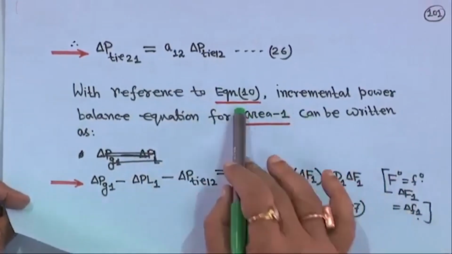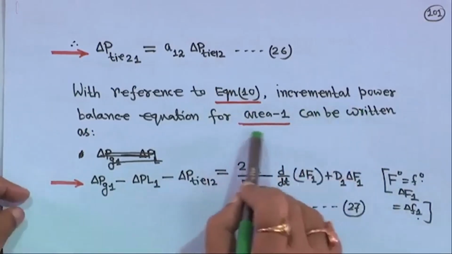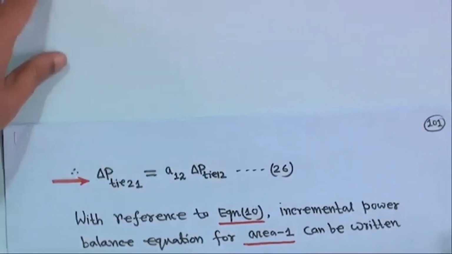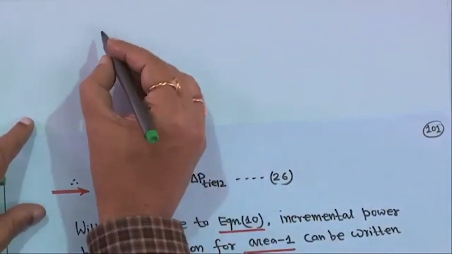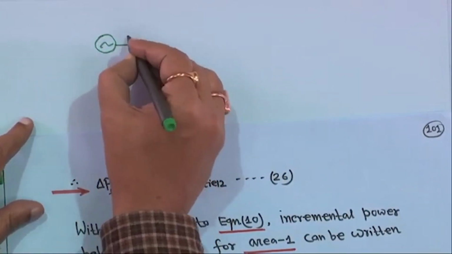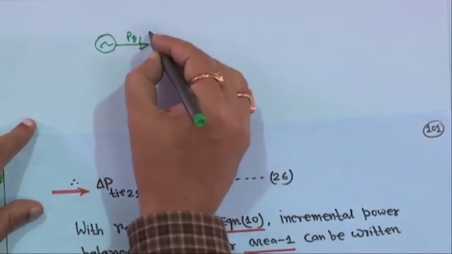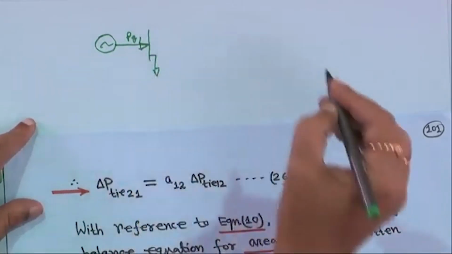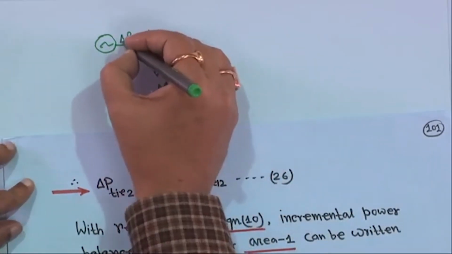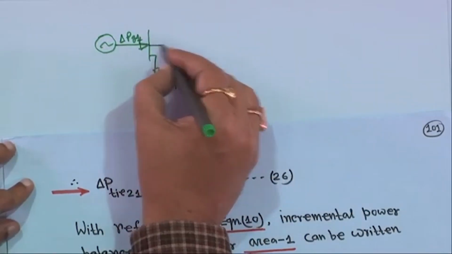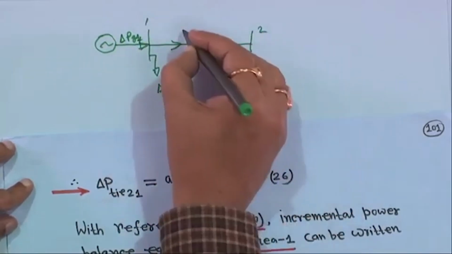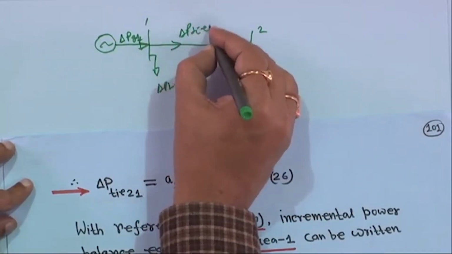So, now with reference to equation 10, the incremental power balance equation for area 1 can be written as, we have seen earlier, just have a look at this one. Suppose you have a generator giving power, say Pg1, and this is your load, say delta PL1, and the generation power also changes, say delta Pg1, and this is the tie line connected. This is 1 and this side is 2. So, this is your delta Pti12.